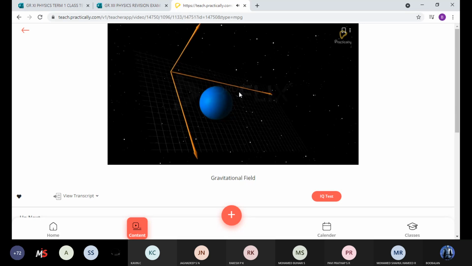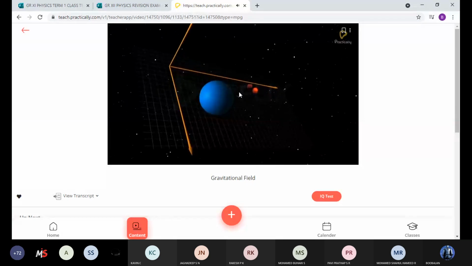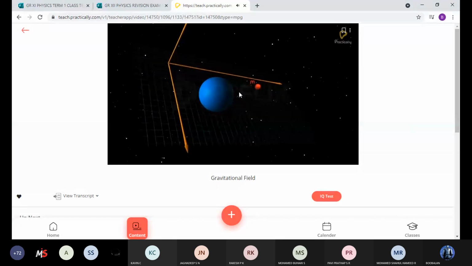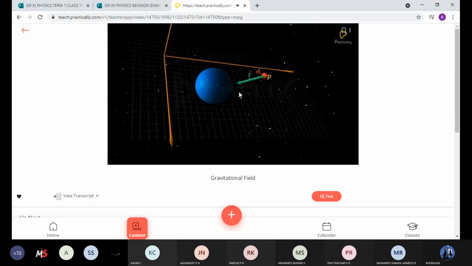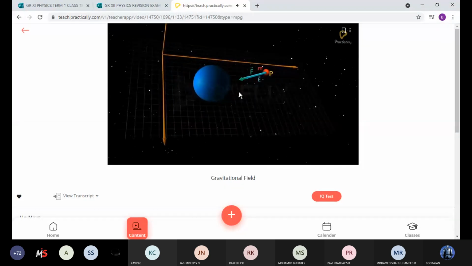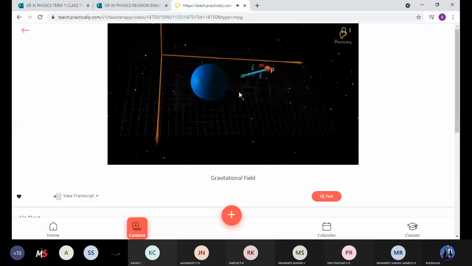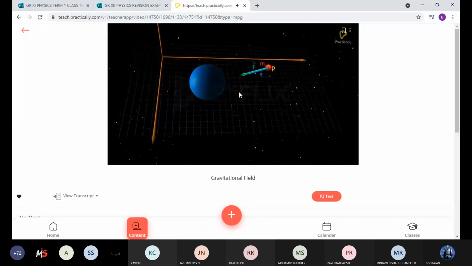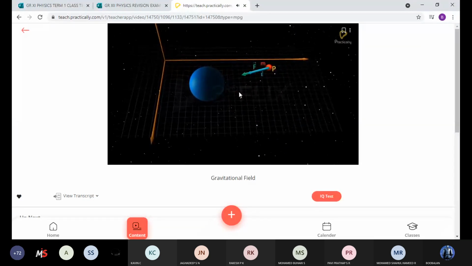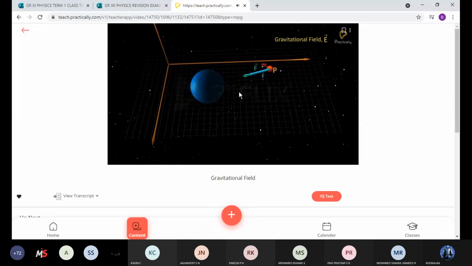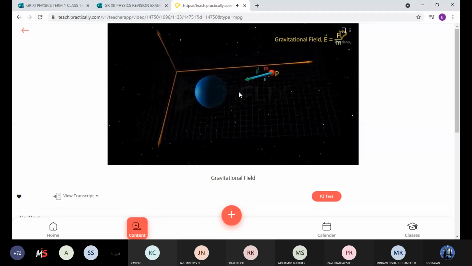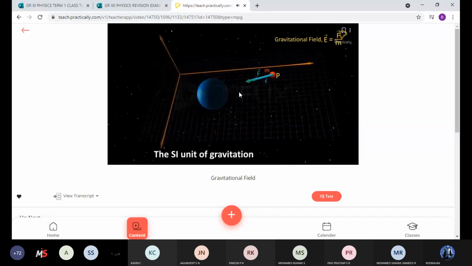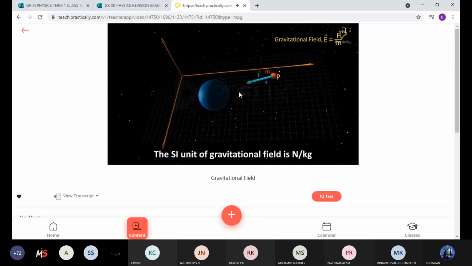Let a test mass m experience a gravitational force F bar at a point P. Gravitational field E bar at P is defined as the gravitational force experienced per unit mass. Therefore, E bar is equal to F bar by m. The SI unit of gravitational field is newton per kilogram.